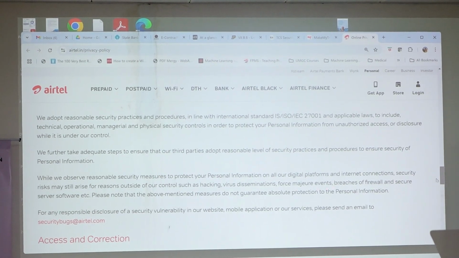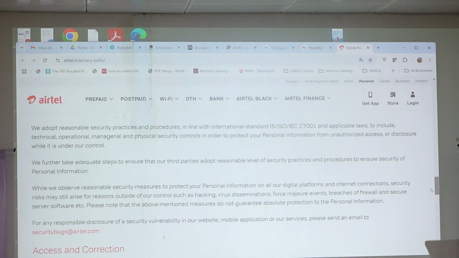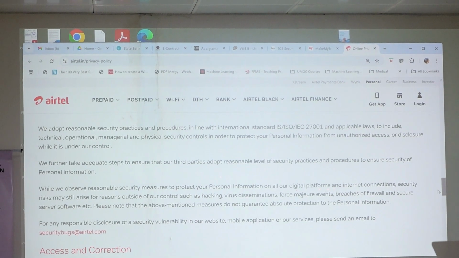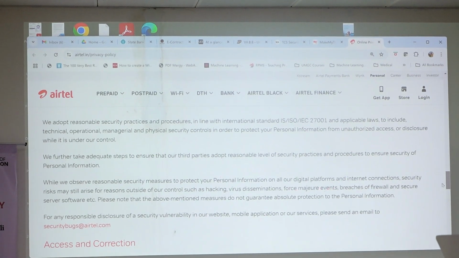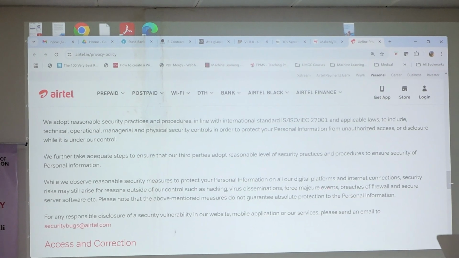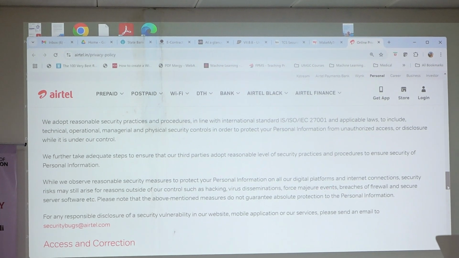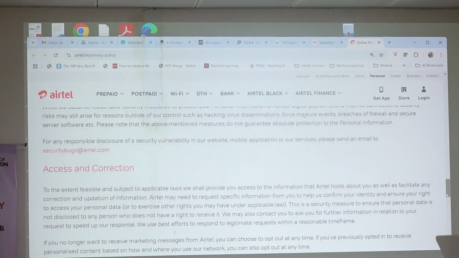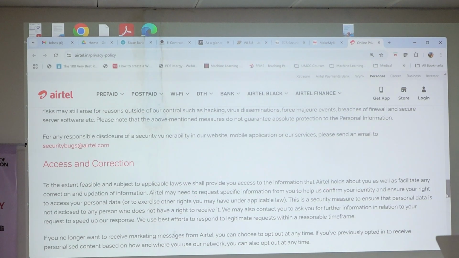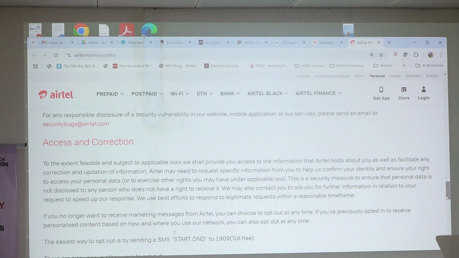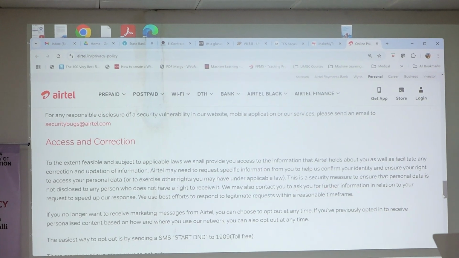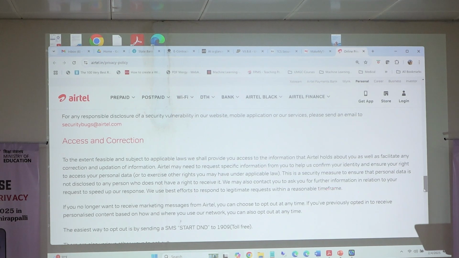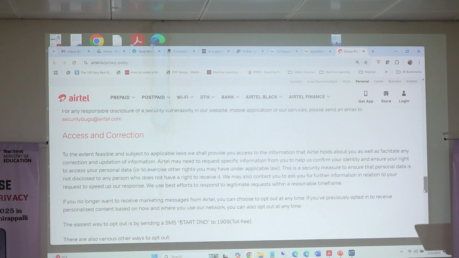And they admit that in spite of all these things, there could be breaches, viruses, all those things. So they're upfront telling you, we cannot guarantee 100% protection, but if it happens, we'll let you know. And access and correction, they do give you to the extent possible. You can access the information that Airtel holds, and obviously they're allowing you to correct that information.